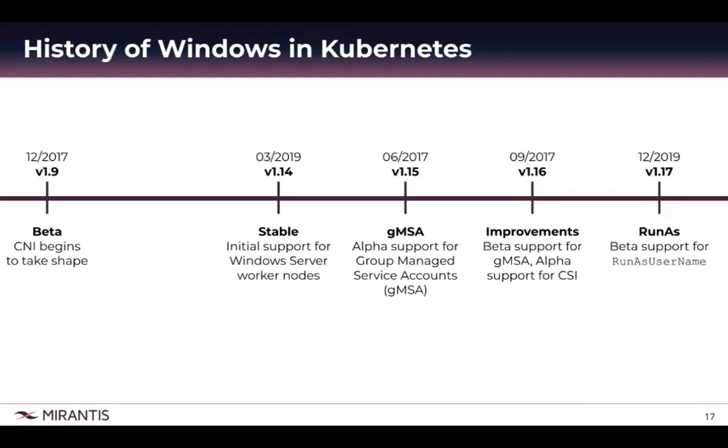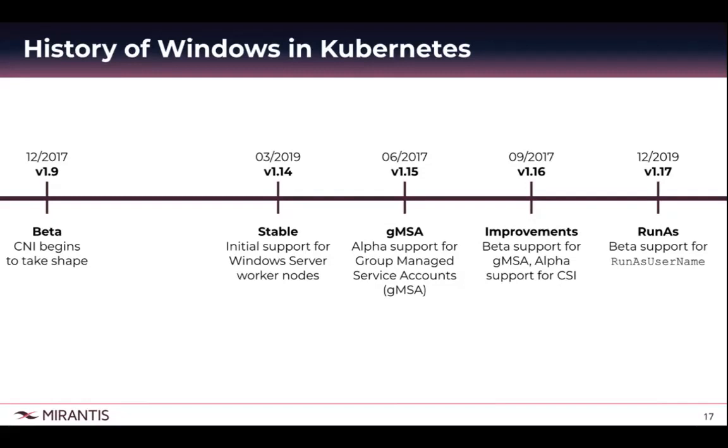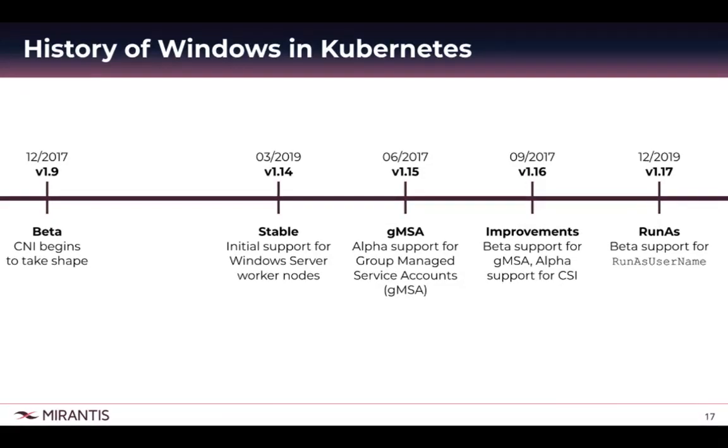Each subsequent release after 1.14, the groups at SIG Windows, Microsoft, Docker, VMware, and a variety of companies that are involved in the community have worked to add feature after feature into Windows Server. And so in 1.15, we got alpha support for GMSAs. We'll talk about why those are important in a moment. In 1.16, we started initial support for CSI and some support around storage. And then 1.17 started looking at how we can change the user that we're running inside of the container with this run as username flag that's available. So we'll see additional features this year with 1.18, 1.19, et cetera, as they come down the path.